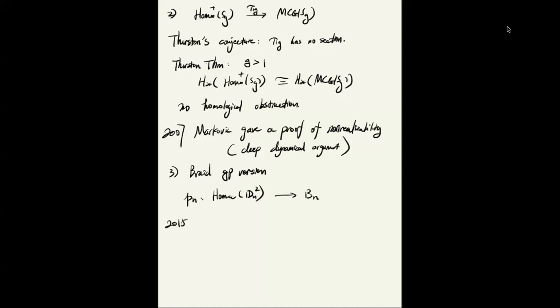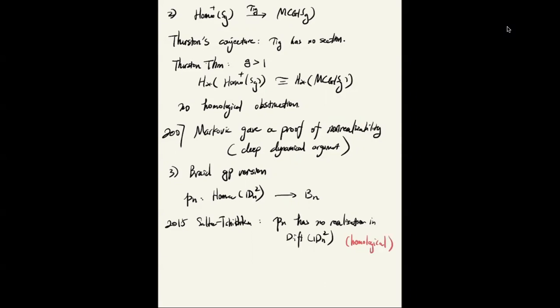And in the same paper, Salter and Tshishiku proved that P_n has no realization in diffeomorphisms. Here the diff is asked not only to be a diffeomorphism, but also to fix a tubular neighborhood of your boundary. So P_n doesn't have any realization in this group. And again, this is a homological argument.